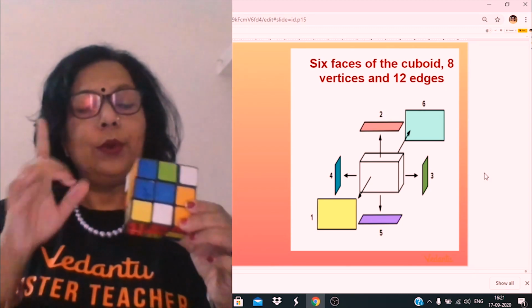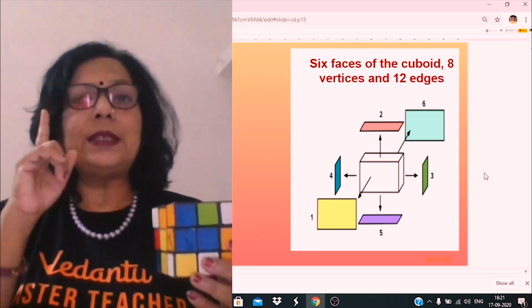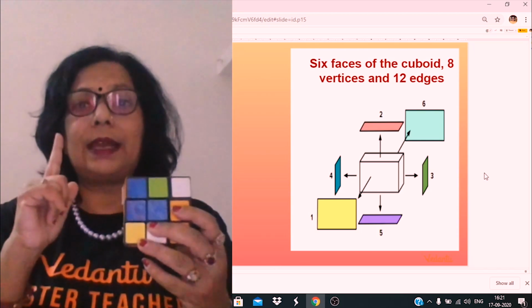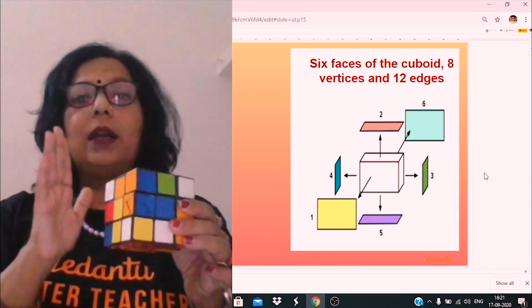So all of you know now, in a cuboid, how many faces? 6 faces. How many corners, vertices, which are called 8? Edges, these are 12 edges.